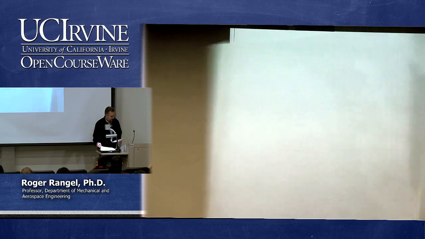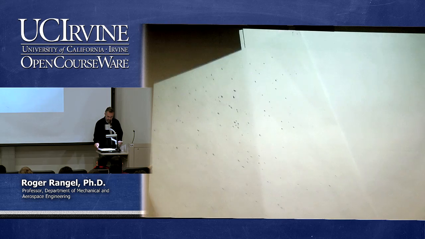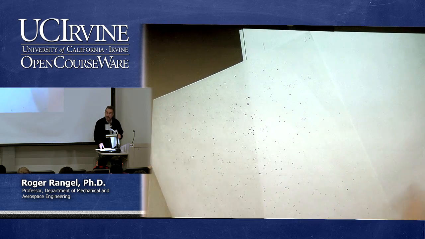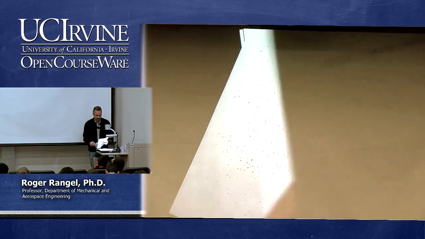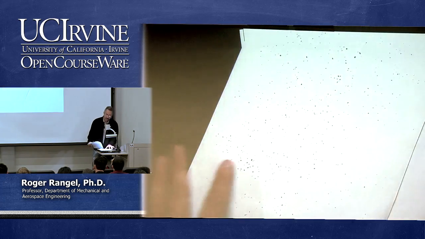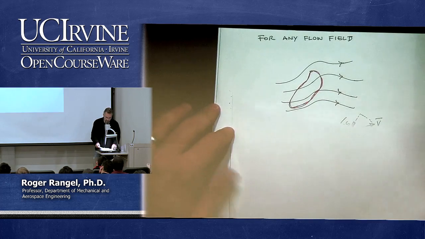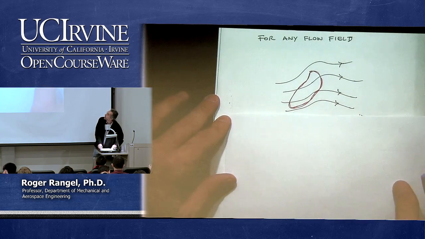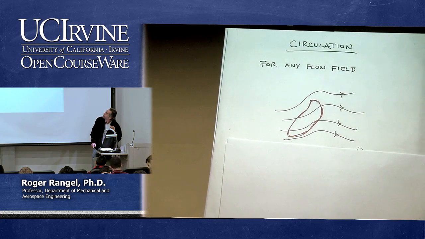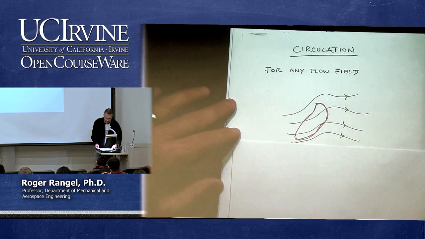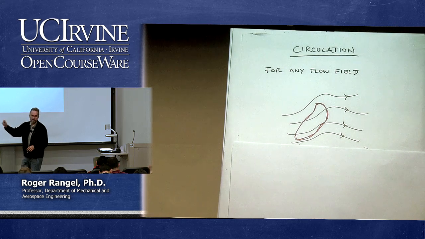So circulation is a measure of how much the fluid is going around. I'm going to give you a definition that is very general, not just for this flow field called the vortex, but for any flow field. So there is a flow field. There is an arbitrary flow field represented by those black streamlines.